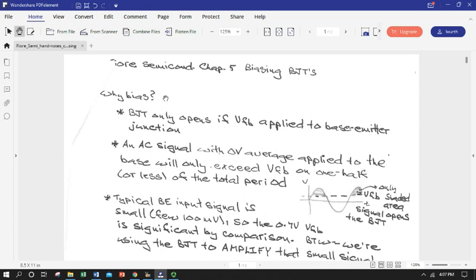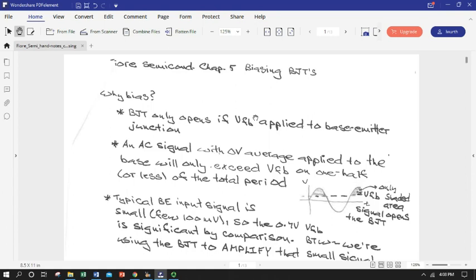Well, in order to understand biasing in the context of amplifying a signal, we need to think about what it takes for a signal. Go back to our basic transistor function. What does it take for a signal at the base to open the transistor? We can remember that our BJT will only open and allow current to flow from collector to emitter, or emitter to collector, depending on the PN, if we're applying a forward bias voltage at the base emitter junction that is sufficient to overcome the forward bias of that PN junction.